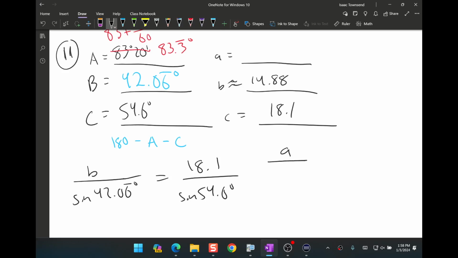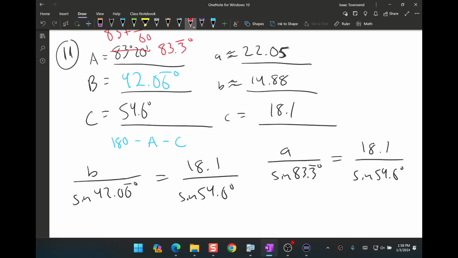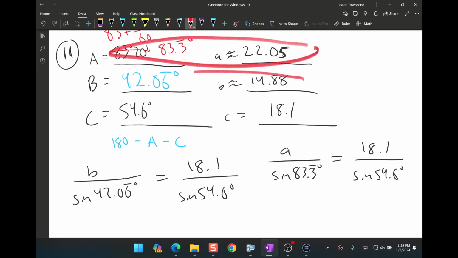So to find A, divide it by the sine of angle A, and set it equal to B over the sine of B, or C over the sine of angle C, whichever one's more convenient to you. So it looks like A would be 18.1 times the sine of angle A divided by the sine of angle C. Again, I'm storing that information, so it's a little bit quicker for me to type in my calculator. But another question they ask you to solve. So take the extra 5 seconds. Make sure your biggest angle is opposite your biggest side and your smallest angle is opposite your smallest side.